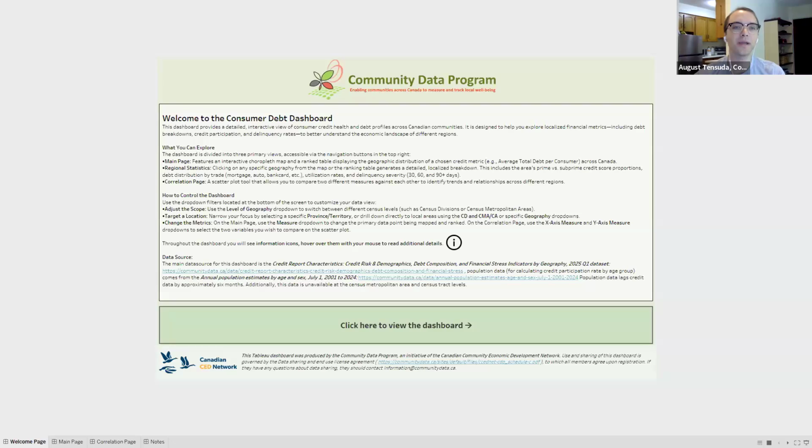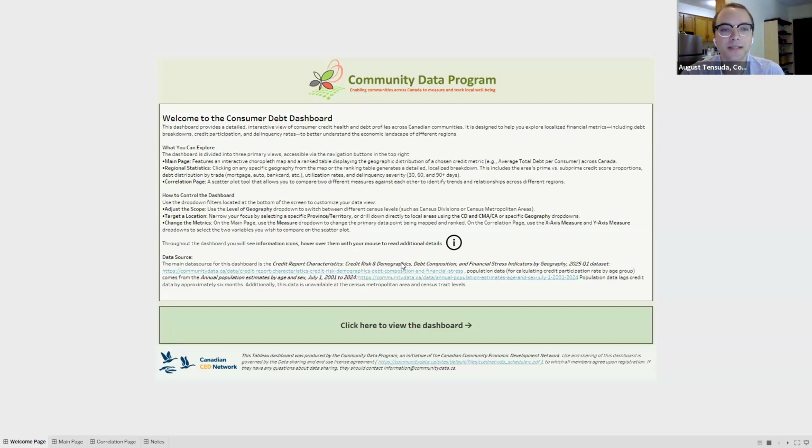Okay, I'm going to get into sharing my screen. We'll just share the dashboard. All right, you guys should see the welcome page. So every dashboard starts off with a welcome page, and this welcome page has a few sections. It goes over what you can explore and how to control the dashboard, but we'll be going through that today, so I won't go into detail on that right now.